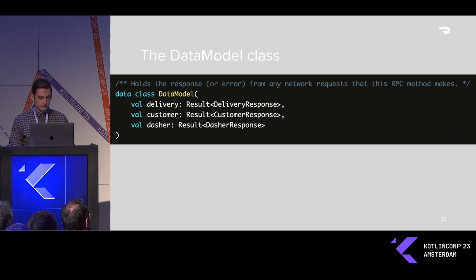The data model describes what happened during I/O, but it's agnostic about how to handle errors. So here I use Kotlin's result class to hold the response or exception for each network request. You can think of result as a union which holds either a value or an exception that happened when you were generating that value. This way, we separate the description of how to fetch data from the business logic of how to handle the response or the error.